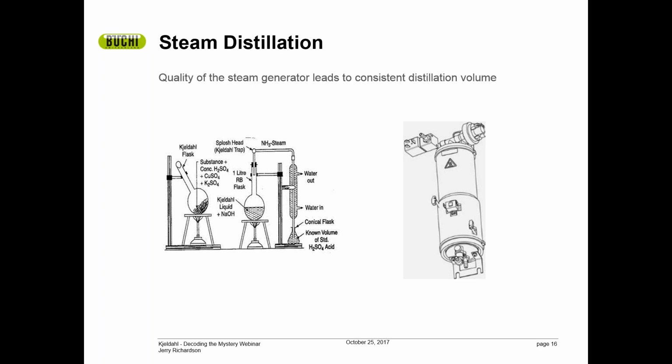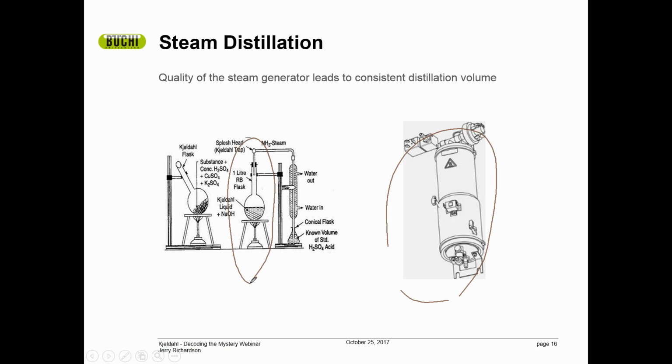So therefore, when we're working with our blank correction, the one thing we can easily do is say, okay, it's going to distill this amount of volume every time. So we can account for it with a blank correction value. We'll come to that when we talk about the calculation. In the meantime, what we're looking at here is taking the place of this.